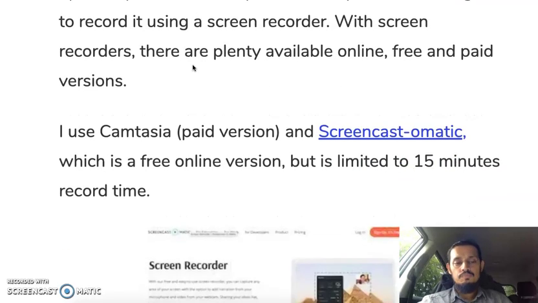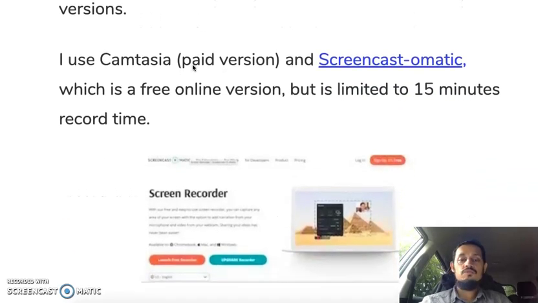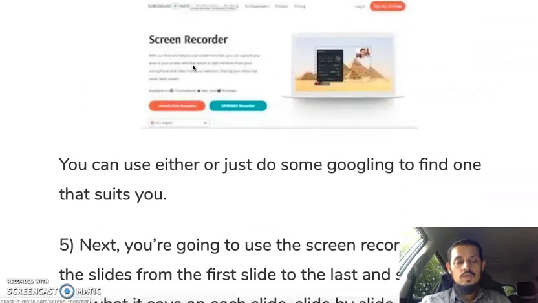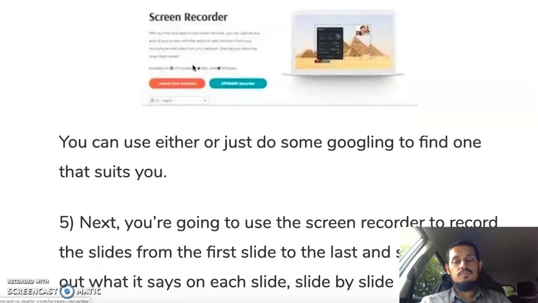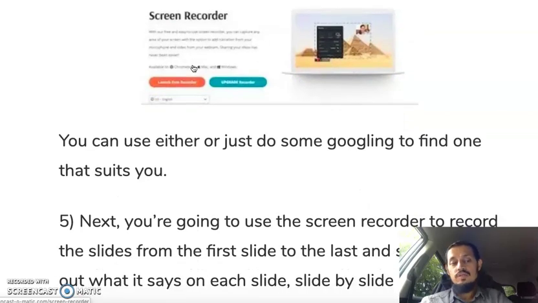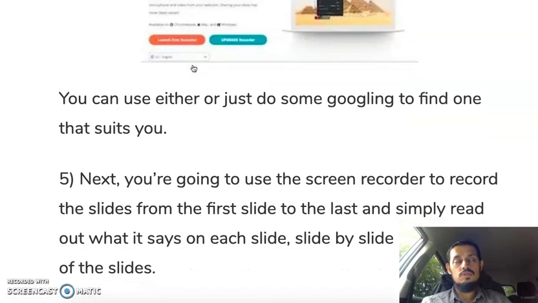Screencast-O-Matic you can use as a free version, limited to 15 minutes. So once you've figured out which one you can use, just go for that one. You can also Google it if you want to search for any recording software. So once you've done that, you've got your screen recorder ready.